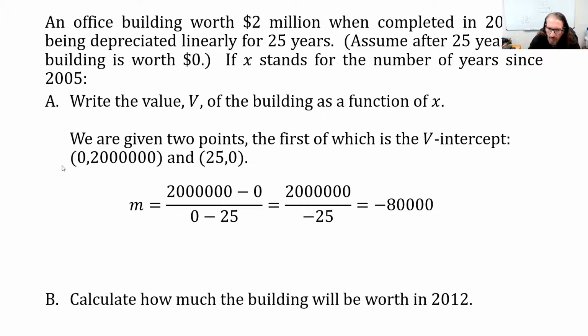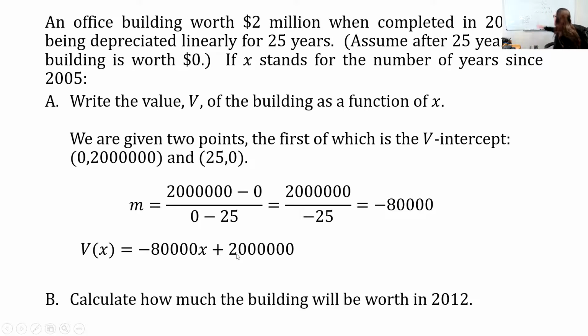So next, since the X coordinate of the first point is 0, that is the y-intercept, or more specifically here, the V-intercept, because V is standing in for Y. And so the y-coordinate, the $2 million, is giving us what b is in the slope-intercept formula.